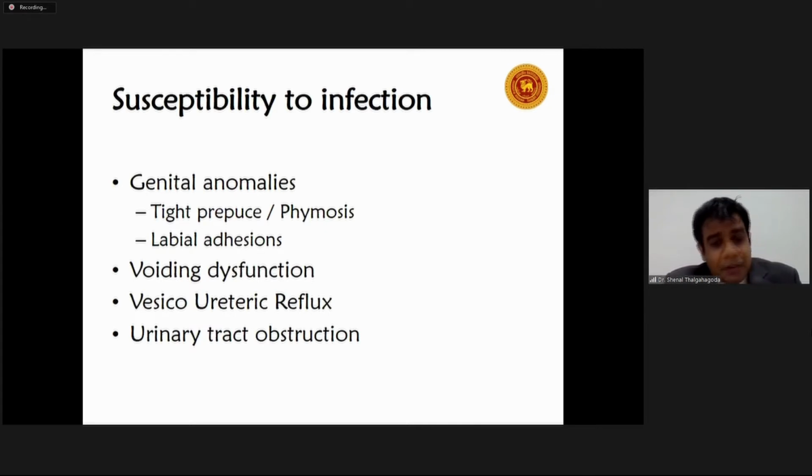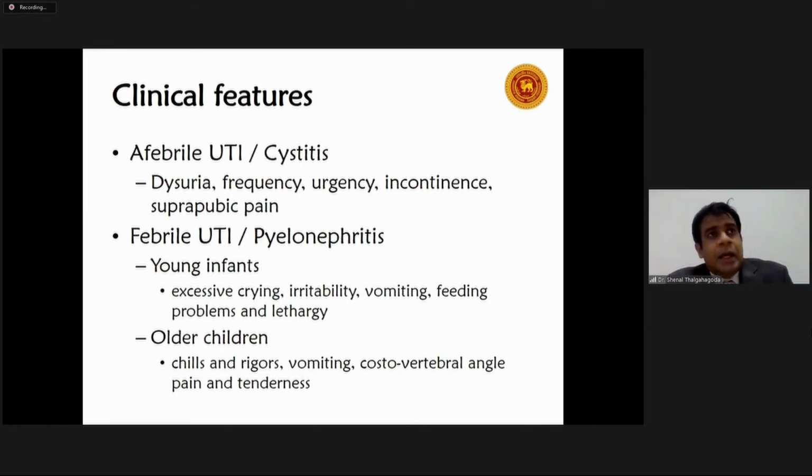Reflux, vesicoureteric reflux, and urinary tract obstruction would also obviously make the patient susceptible to urinary tract infections. Now, traditionally, urinary tract infections have been classified as afebrile and febrile UTIs. Afebrile UTIs are synonymous with cystitis, so you get the lower urinary tract symptoms or LUTS, which include dysuria, frequency, urgency, and so on. Febrile UTIs are synonymous with pyelonephritis.